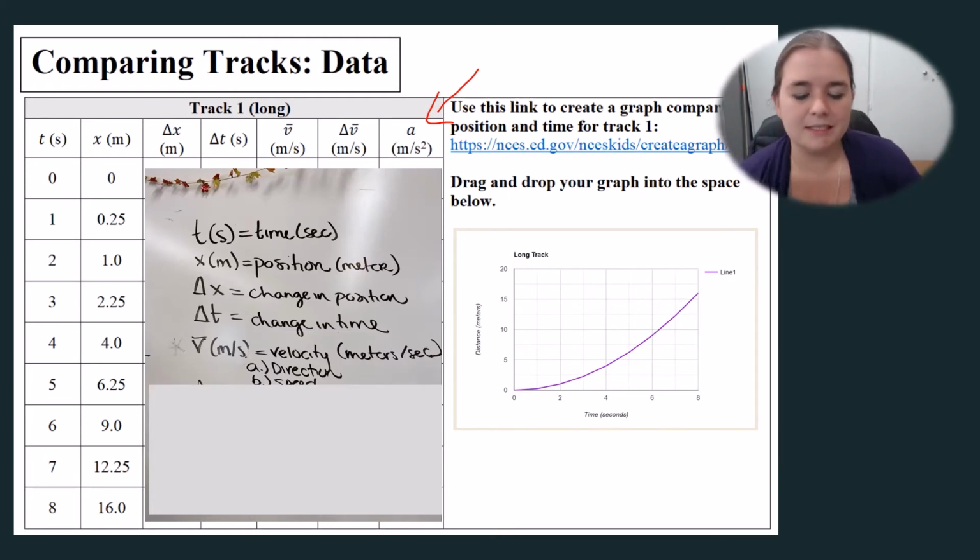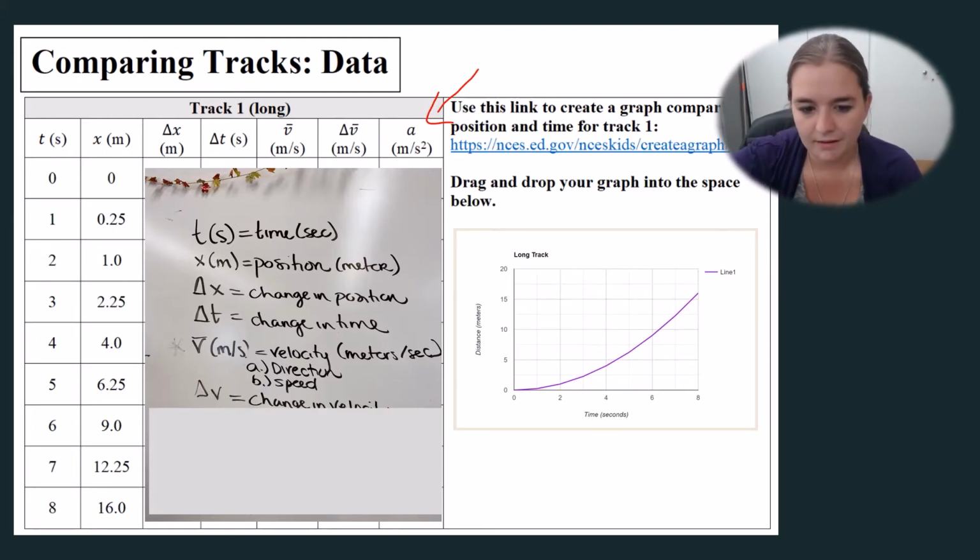The next piece is velocity, and we know that velocity is speed in a given direction. We need to have both pieces. In this case, our direction was the same throughout the entire pathway. We were only moving forwards or away from our reference point. But we can calculate the speed by taking distance divided by time. The next column asks us to find the change in velocity. So how much did our velocity change between each marker?